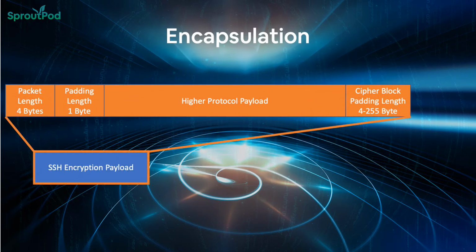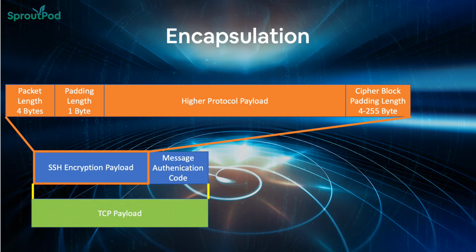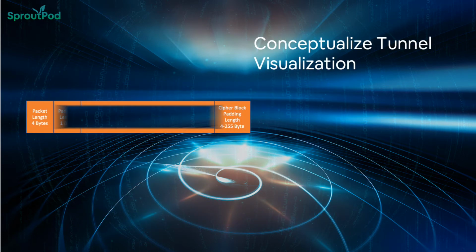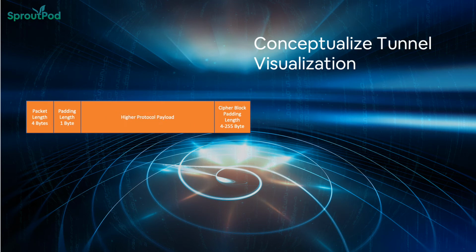In the example, the higher-level protocol, email, has its packets encapsulated in the SSH packets. The SSH packet is encapsulated into the TCP payload, and TCP into IP, and into link packets. This is a visualization of the conceptualized tunnel.